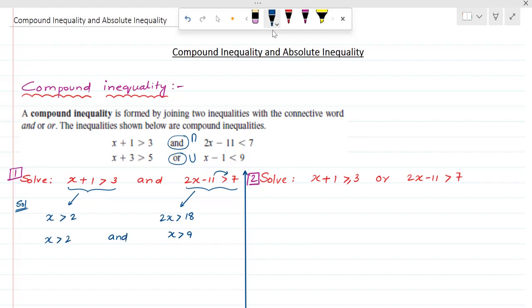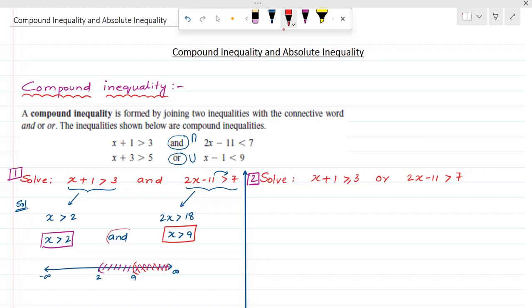I will draw the graph of this inequality, with minus infinity and plus infinity, and you will have 2 here and 9 here. The first one, x is more than 2, means it is open to the right. Whereas the next part, x is more than 9, is again open, to the right. So therefore you will have this part.